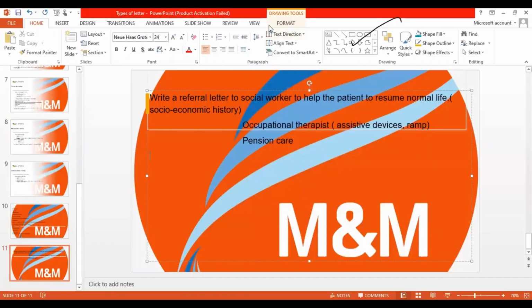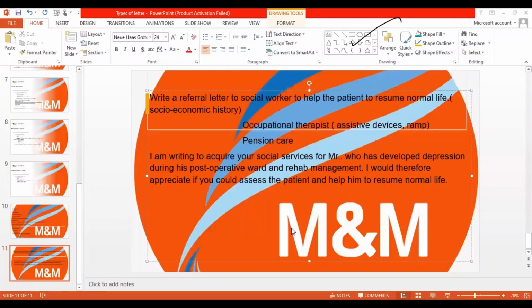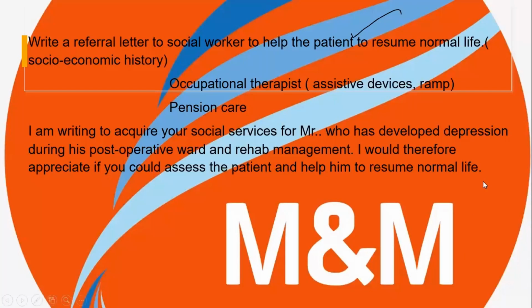I will just tell you. As we discussed with reference to the last discussion a few minutes before, we have to use this as a statement. I'm writing to request your social services for Mr. XYZ, who has developed depression during his post-operative ward and rehab management. I would therefore appreciate it if you could assess the patient and help him to resume normal life.